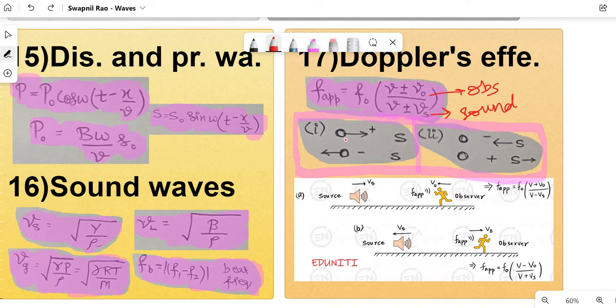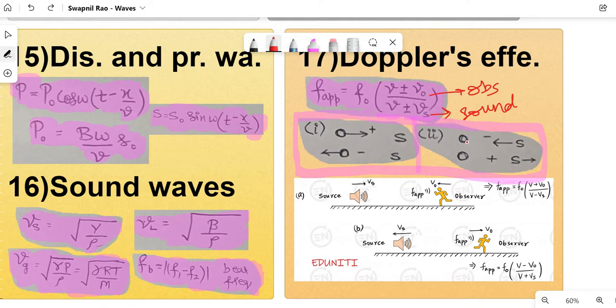Let's take case number 1, when O is moving, which is when the observer is moving. When the observer is moving towards S, we have to take it as positive, which would be v plus vO. But if the observer is moving away from S, then it should be negative, which means v minus vO. Don't worry, I've taken examples if you are not able to understand. You have to watch this part many times to understand what I'm saying.